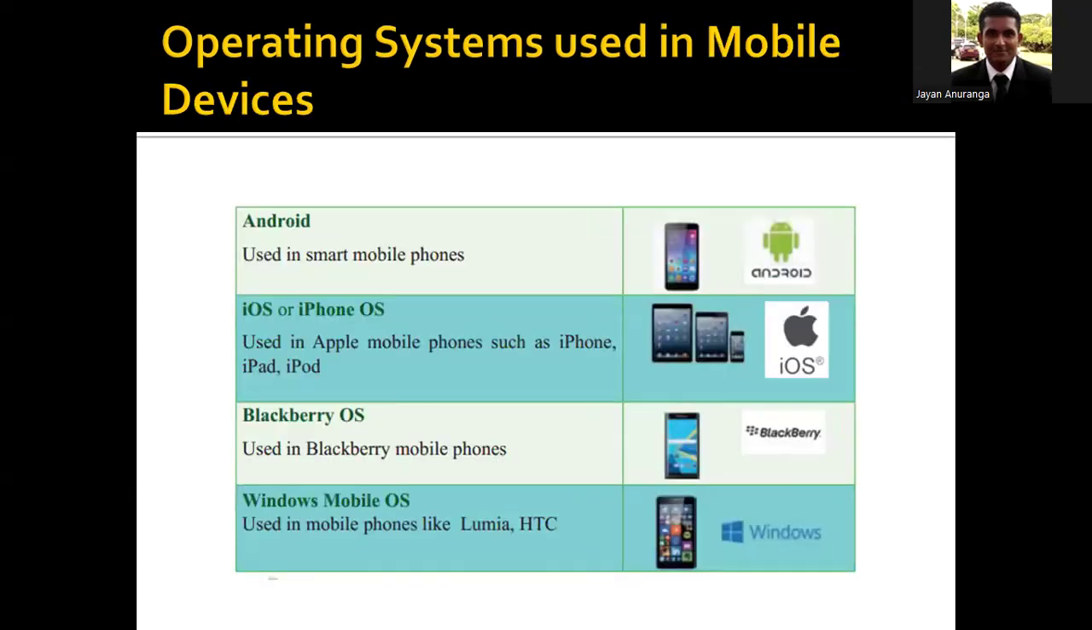Android, I think many students have seen and used Android devices. iOS or iPhone OS is used in Apple mobile phones such as iPhone, iPad, iPod. BlackBerry OS is used in BlackBerry mobile phones. Windows Mobile OS is used in mobile phones like Lumia, HTC likewise. Normally, it is not used very famously currently, but early releases were in mobile devices also.